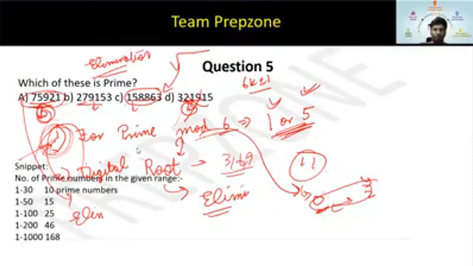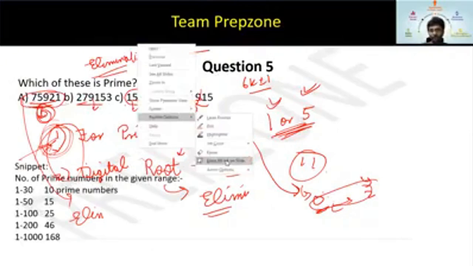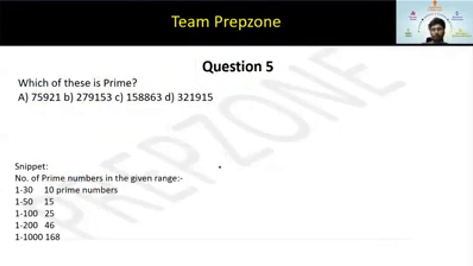Okay. Just look at the snippet below. That's a very important piece of information on prime numbers. Learn this information. Also, I will tell you a good trick to learn this. What it is saying is the number of prime numbers from 1 to 30. How many prime numbers are there from 1 to 30? There are 10 prime numbers from 1 to 30.